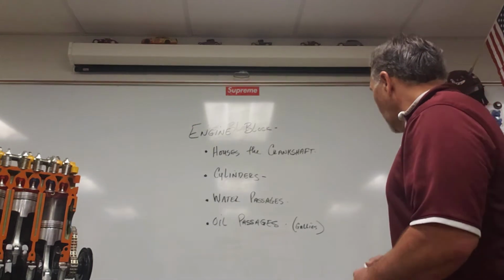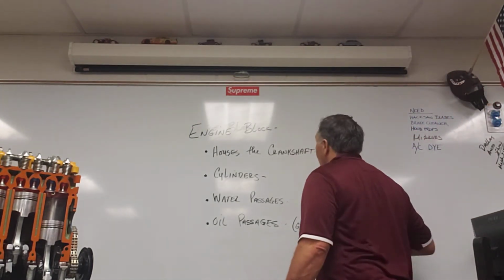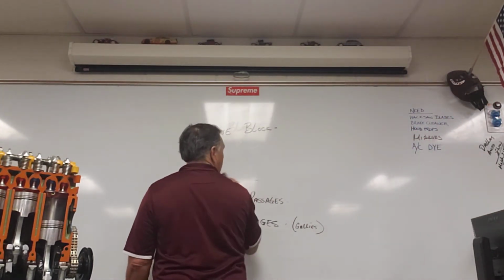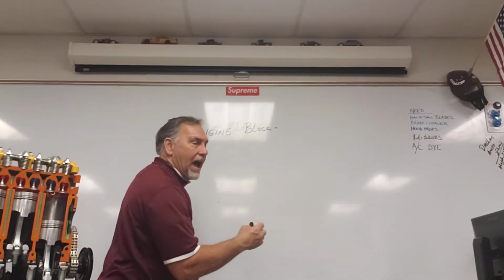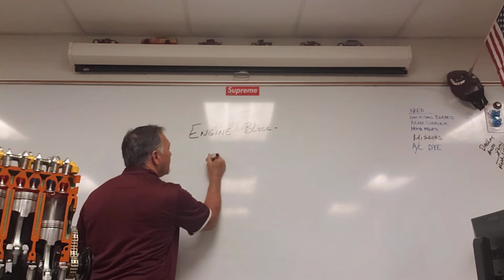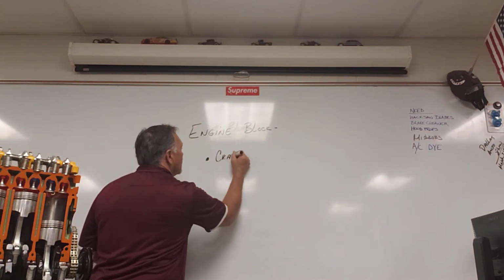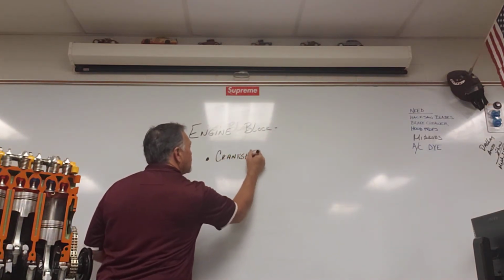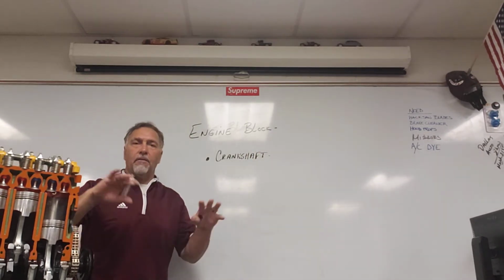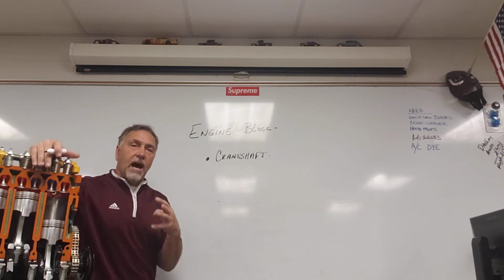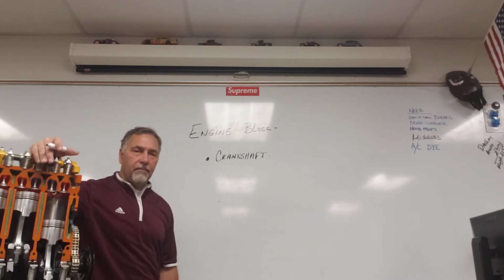Okay. What are some of the things then that are connected directly to the engine block? Obviously it houses the crankshaft. So the crankshaft is housed in the engine block. Crankshaft, again, we talked about it. Everything is designed to get that crankshaft to spin very, very quickly.